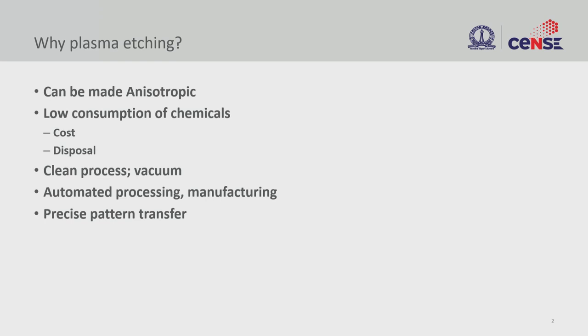First of all, plasma etching can be made anisotropic. What is anisotropic? Isotropic, we know, is equal etch in all directions, so both the horizontal and the vertical etch will have the same rate. If you take a material covered with photoresist and expose it to a general wet chemical, you will get a profile like this. The reason is that the vertical etch rate is equal to the horizontal etch rate.